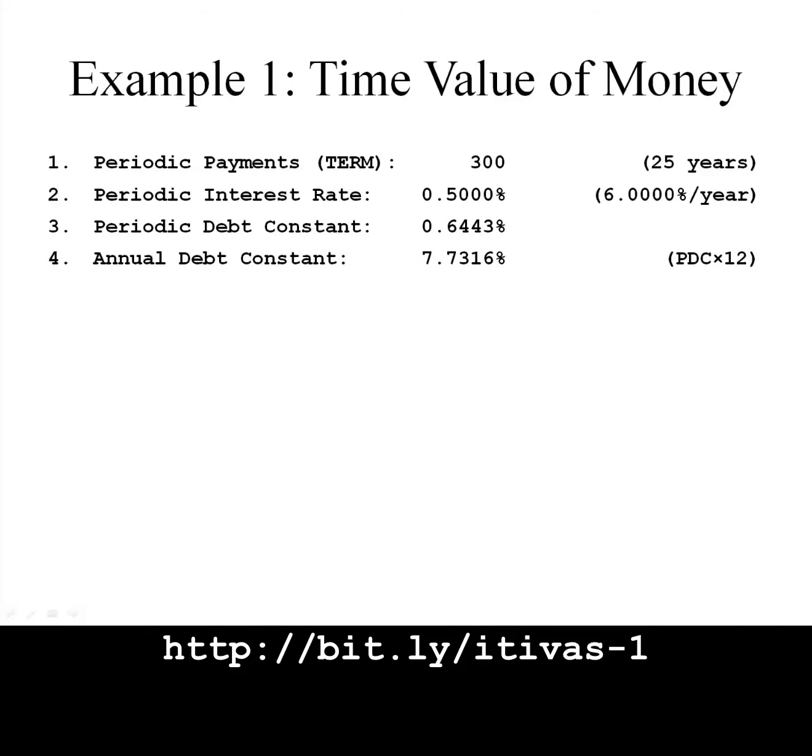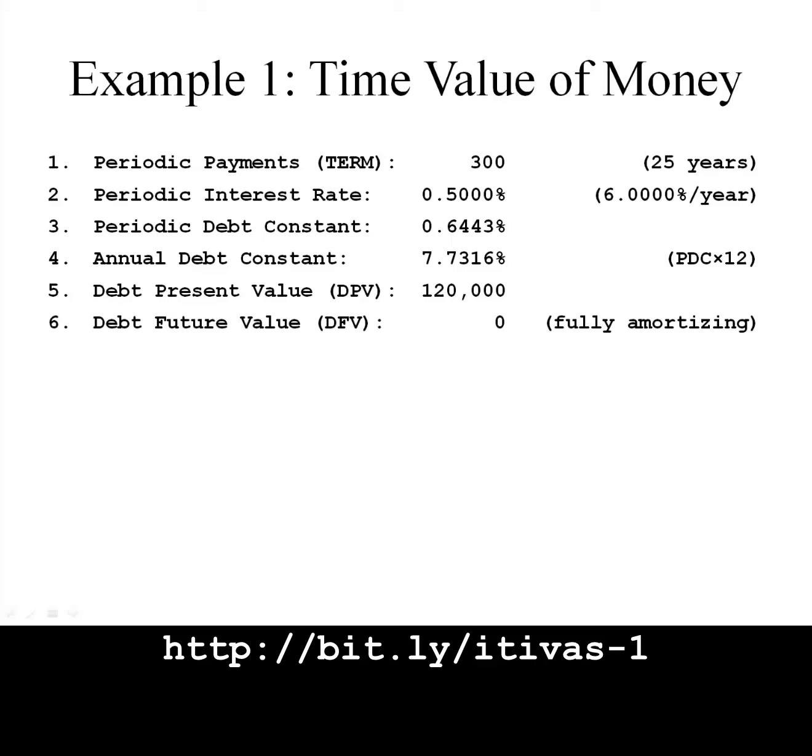Annual debt constant, 7.7316%. That's the periodic debt constant times 12, the number of payments per year. Debt present value, $120,000. Debt future value, 0, fully amortizing.